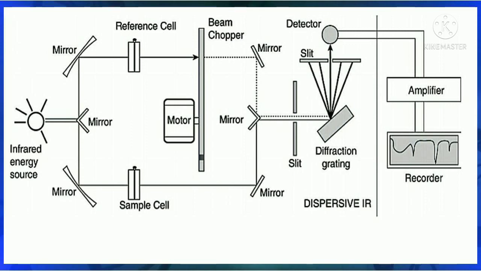Now, as the radiation passes through the sample and reference cell, it will again go towards the mirror. Ultimately, it will go towards a beam chopper. As we can see in the picture, it is basically operated by a motor. So what does it do? It basically sends radiation at one time from the reference cell, and at another time from the sample holder, respectively towards the mirror.